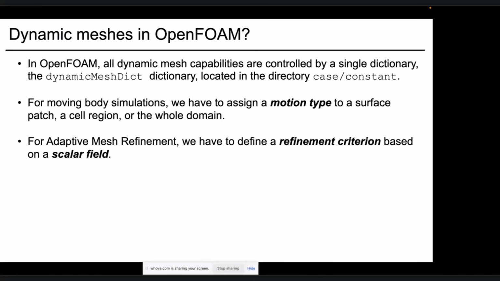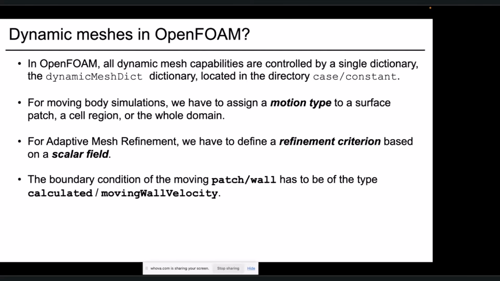And particularly for adaptive mesh refinement, as I've already mentioned, we have to define a scalar field which will be used as the refinement criterion. All right. And the last point is that the boundary condition has to be either calculated or moving wall velocity.